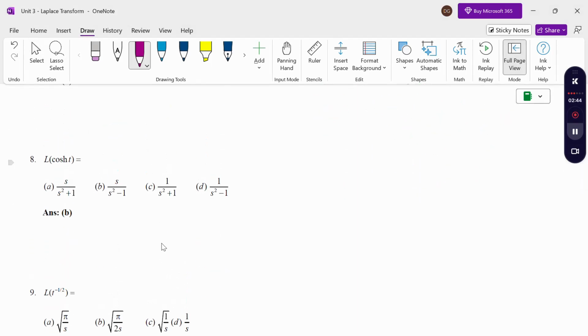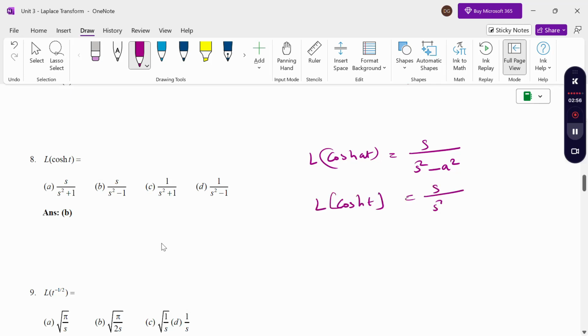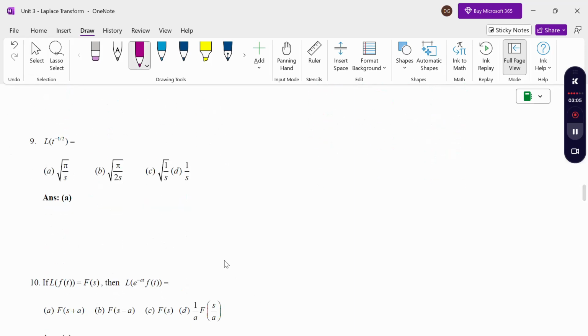Then L of cosh at is S by S square minus a square. Now L of cosh t, a value 1, so S by S square minus 1, option B. Then L of t power minus 1 by 2 is nothing but root of pi by S, option A.